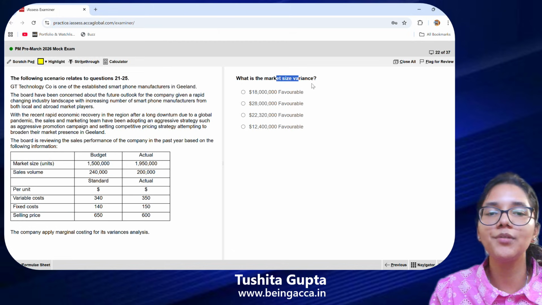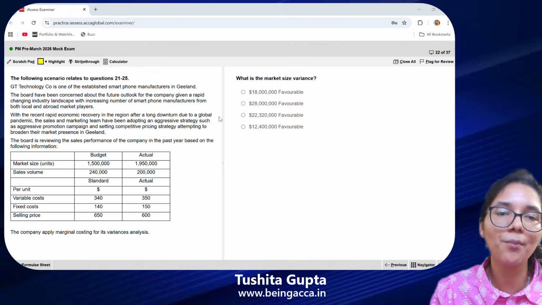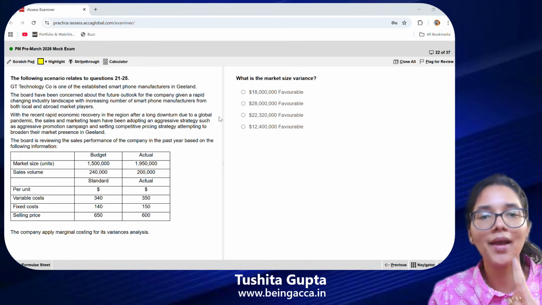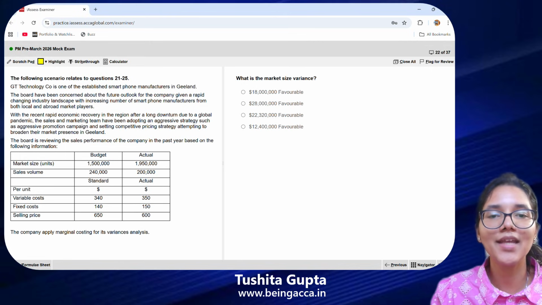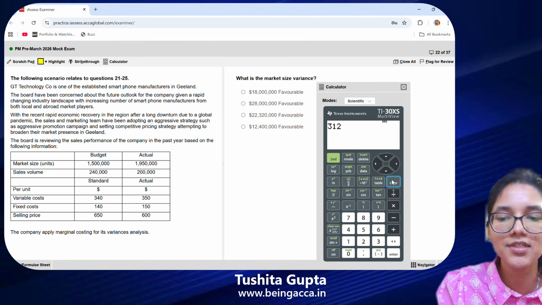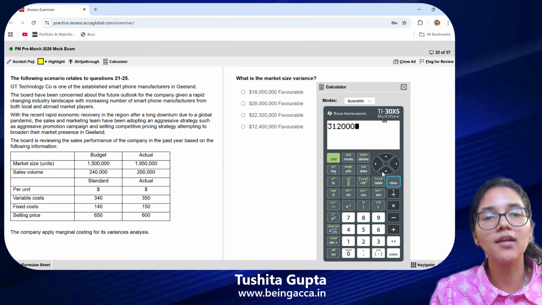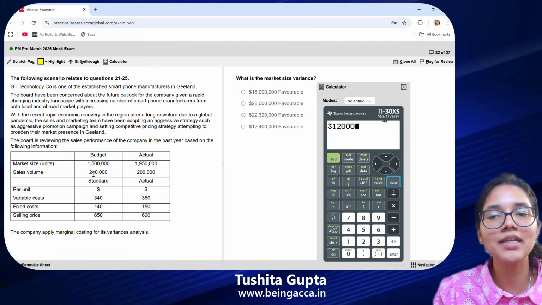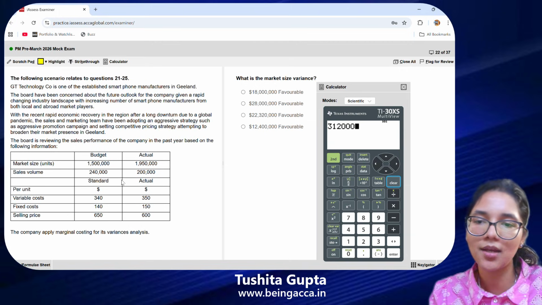They're asking me for the market size variance also now. So you people were telling me size is my planning variance, and what two numbers do I compare in my planning? I compare my original budget with my revised budget. So revised budget we had just calculated in the previous part. It was 312,000. 312,000 is what our revised budget looked like, and according to my actual budget I was thinking to sell 2,40,000 number of units.